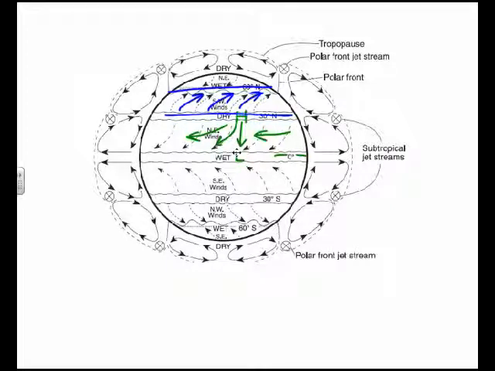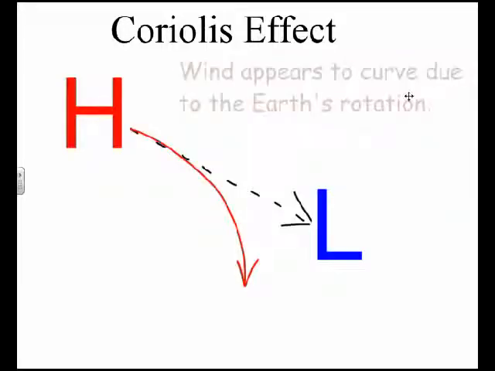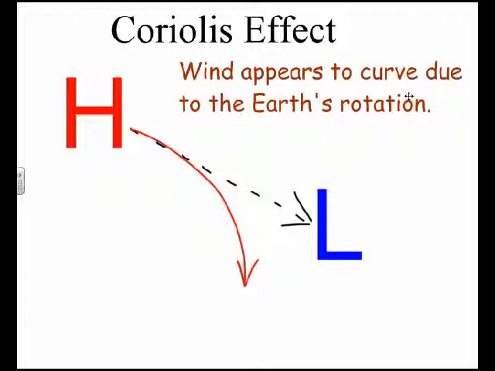So here's page 14 of your reference tables, and we can see that these curving winds are caused by the Coriolis effect. This happens on other planets too. Here's a nice picture of Jupiter, and we can see that Jupiter shows these beautiful bands. Jupiter spins rapidly, and because of that, it sets up these bands of wind. Here the Earth is spinning. That causes the Coriolis effect, which is where winds appear to curve due to the Earth's rotation. The diagram here shows the northern hemisphere. Air moves from high to low. In the northern hemisphere, the wind curves to the right.